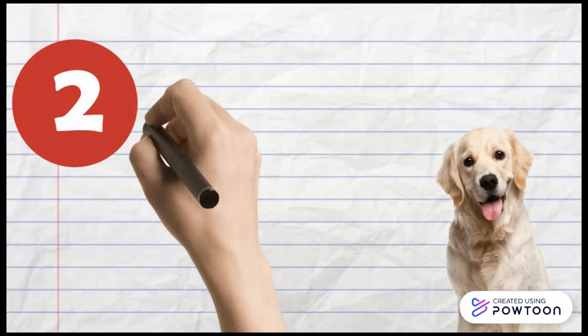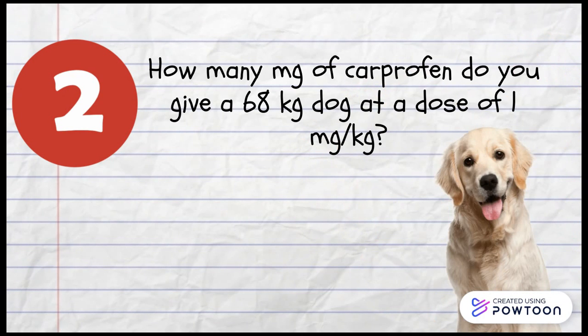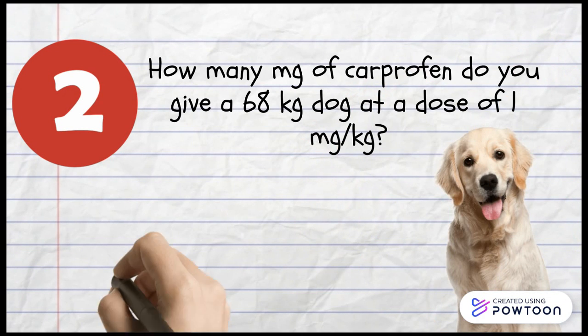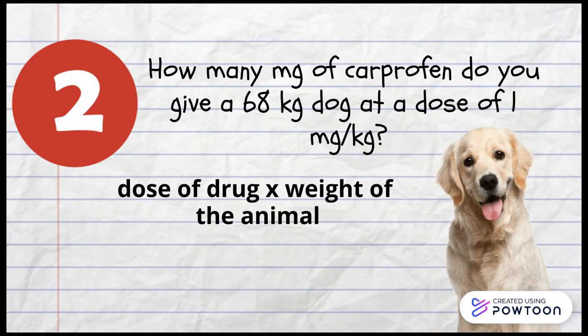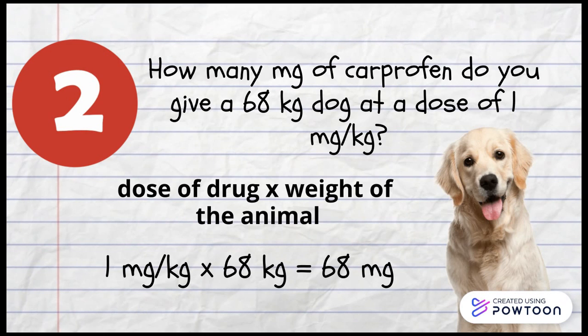How many milligrams of carprofen do you give a 68 kilogram dog at a dose of 1 milligram per kilogram? The same steps are applied to calculate the unknown dose. Multiply the dose of drug to the weight of the animal. So, 1 milligram per kilogram multiplied to 68 kilogram is 68 milligrams. Therefore, the 68 kilogram dog needs 68 milligrams of carprofen at a dose of 1 milligram per kilogram.